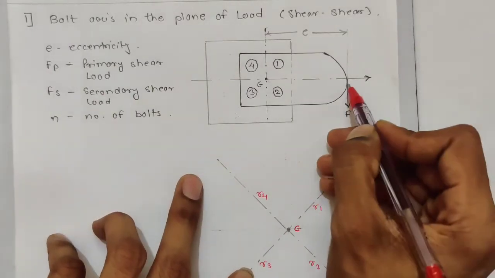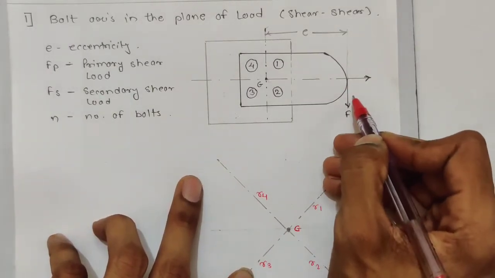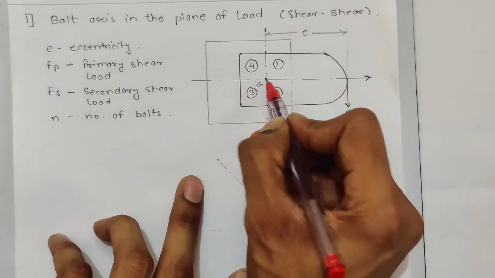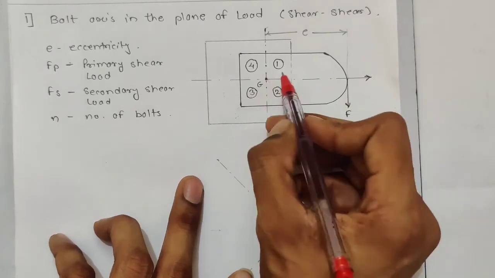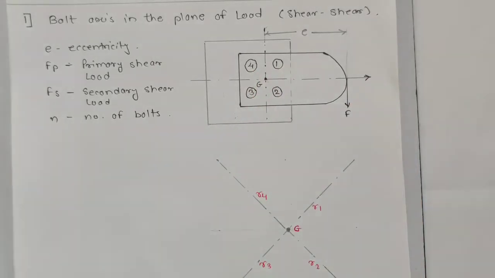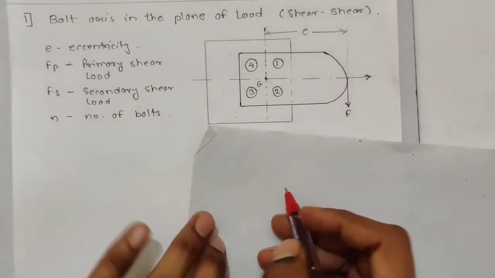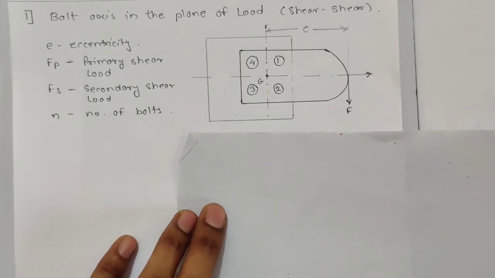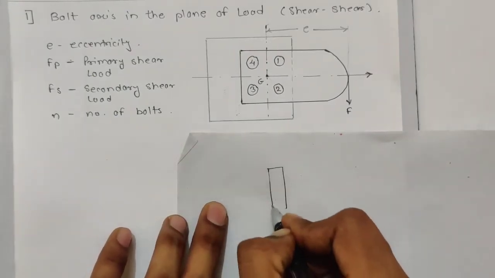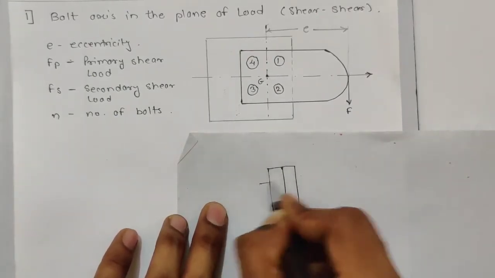We will just remove this load and keep it at the center. Then every bolt will carry an equal amount of load. How? Let's guess these are the plates, and this is the bolt.